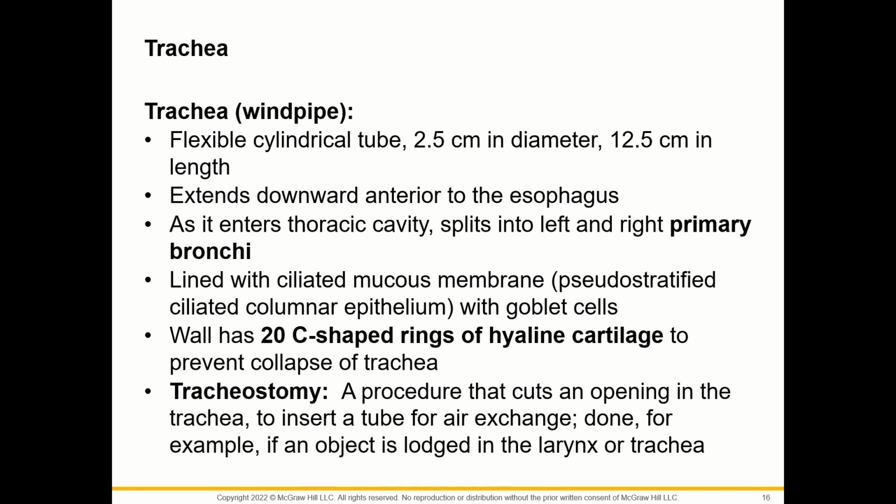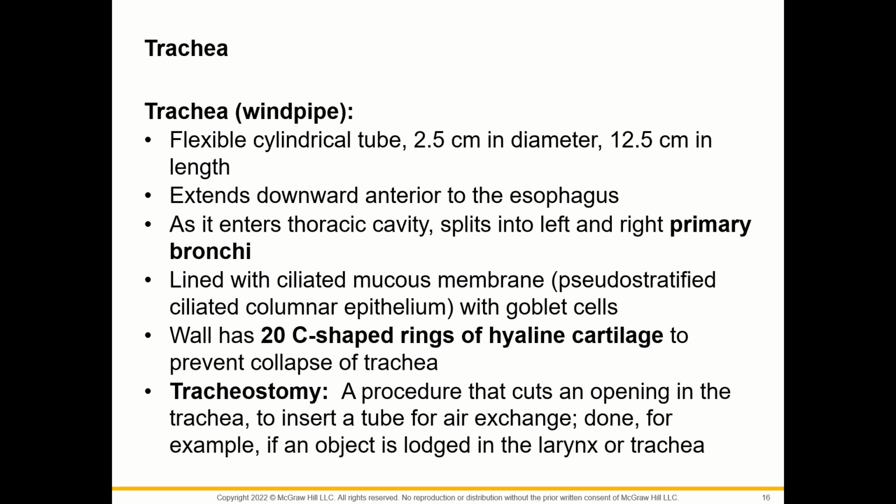All right, the trachea, also known as the windpipe. This is a flexible cylindrical tube about 2.5 centimeters in diameter and 12.5 centimeters in length. It extends downward anterior to the esophagus. As it enters the thoracic cavity, it splits into the left and right primary bronchi. It is lined with ciliated mucous membrane, you guessed it, pseudostratified ciliated columnar epithelium, with goblet cells.